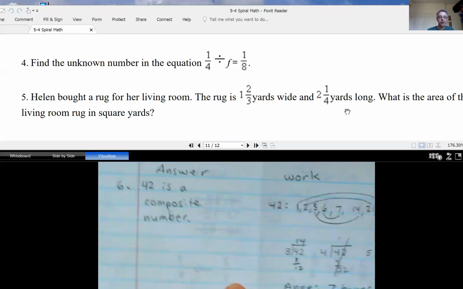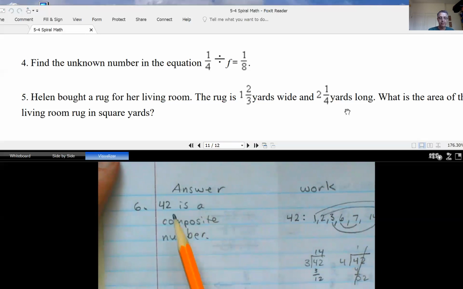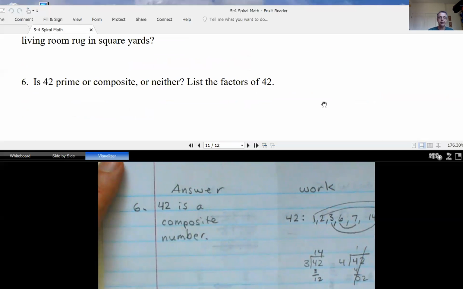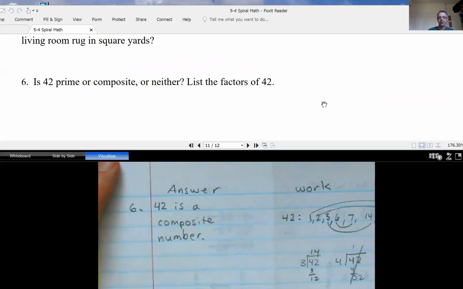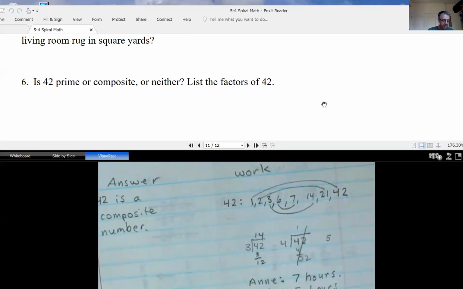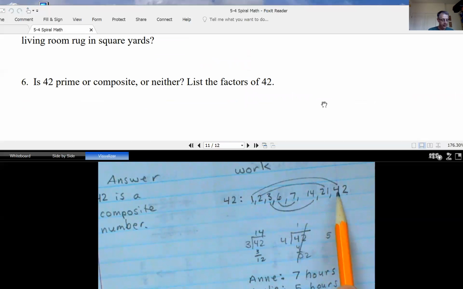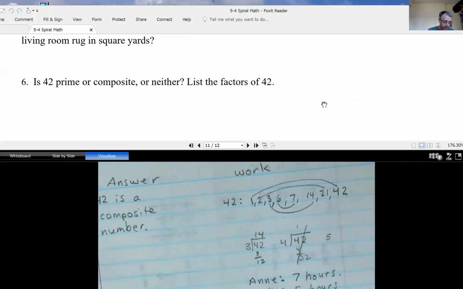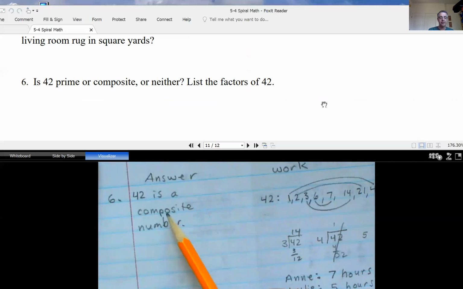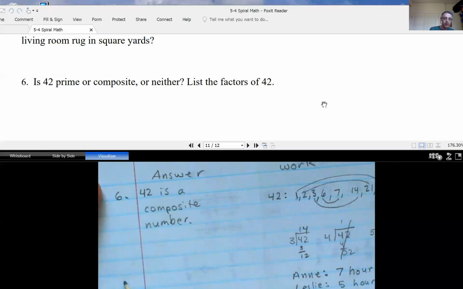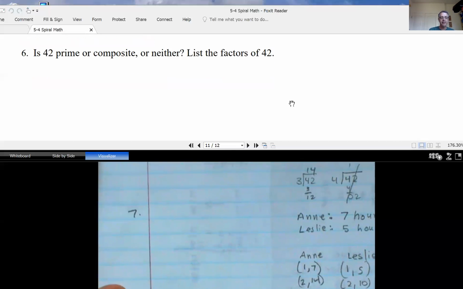On number 6, boys and girls, we have 42 is a composite number. Let me just show you what to do here. The reason it's a composite number is because it asks you to list the factors of 42. When I listed all the factors of 42, I realized that there's more than just 1 and 42 as factors. So that led me to believe that 42 is a composite number.